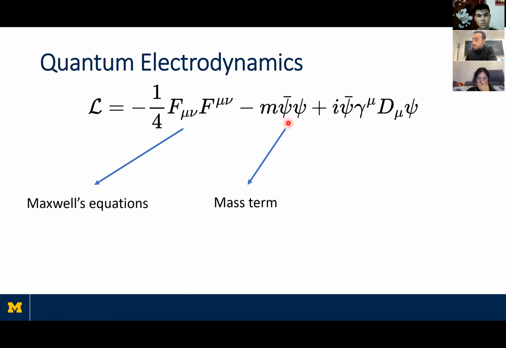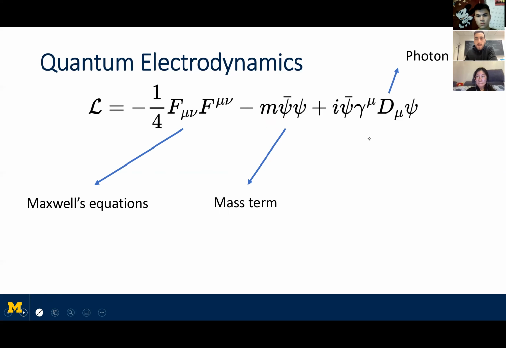The second term has a fermion field with another fermion field times a mass. So what this is saying is that I can get energy from mass. This is nothing other than a mass term. It's telling me that there is energy associated with mass.